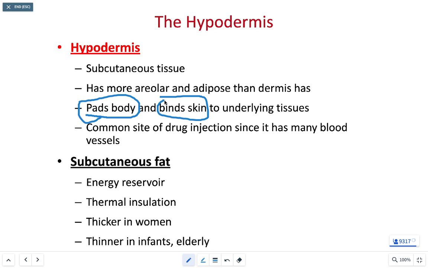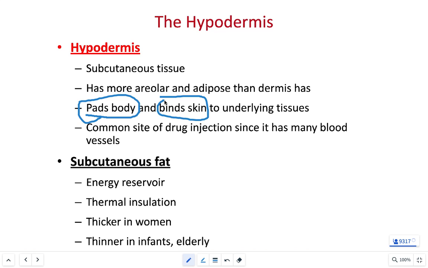Another name for the hypodermis is the subcutaneous region. Sub meaning deep, cutane or cuticle referring to skin. So hypodermis and subcutaneous are synonyms with each other. And when somebody's having a subcutaneous injection, that's typically going to be drug delivery to the adipose tissue of the hypodermis. And they'll deliver drugs to those parts of the body when we want the medication to slowly diffuse throughout the body.